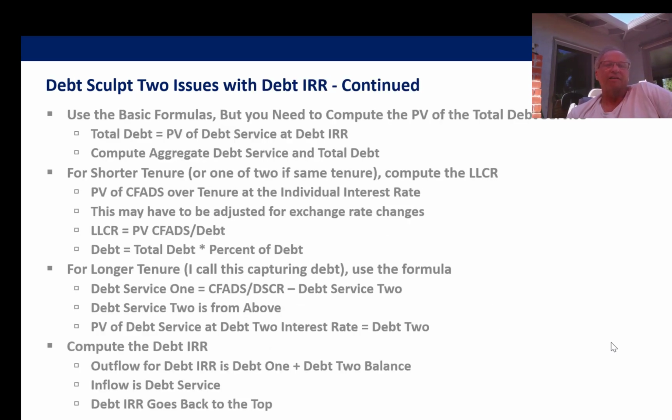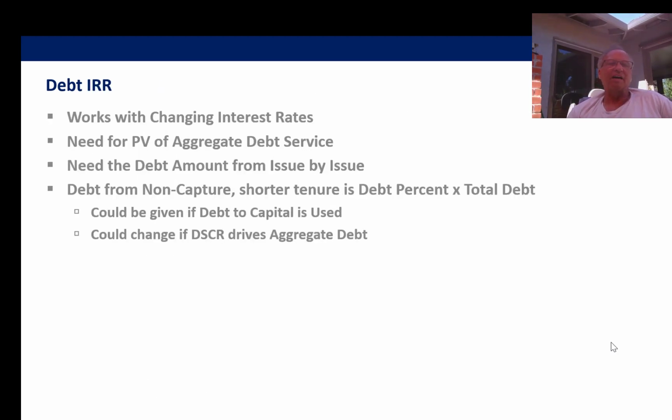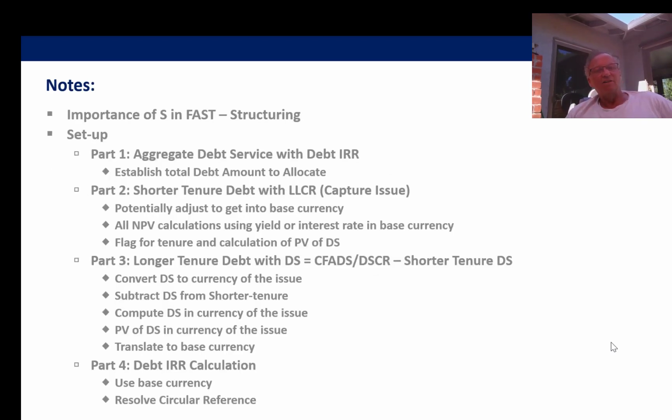Okay, and then if you have two debt issues, I walked through it: use the formulas for the shorter tenor, compute this LLCR, this PV of the debt service, and make sure it's adjusted for the tenor. For the longer tenor, do the capturing process. You can probably do it other ways, but you're going to get a circular reference. I can't do this without either a goal seek or a circular reference. Okay, and it's a big deal to compute the IRR, and then you can do this with changing interest rates and everything else. Notice the structuring in FAST.